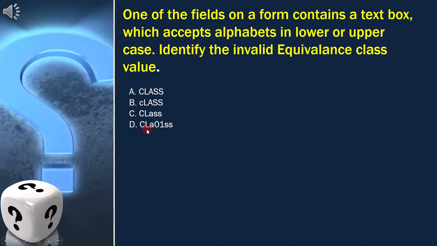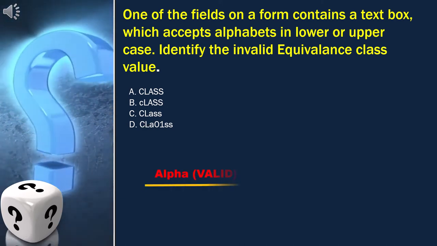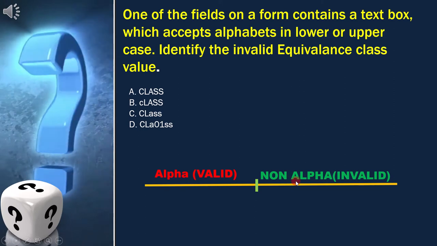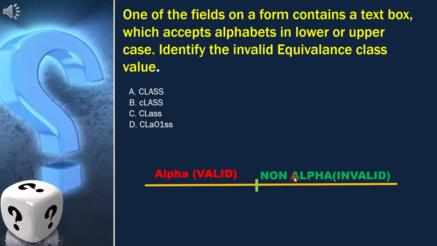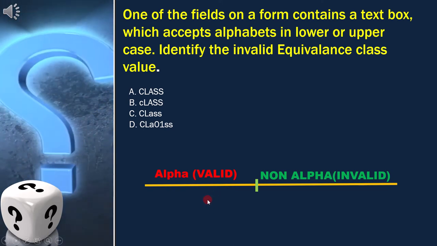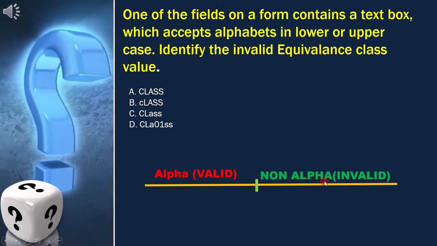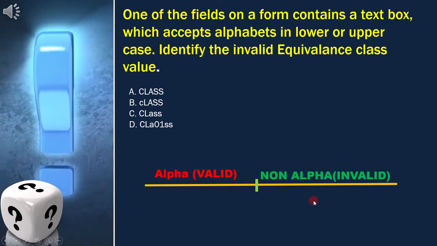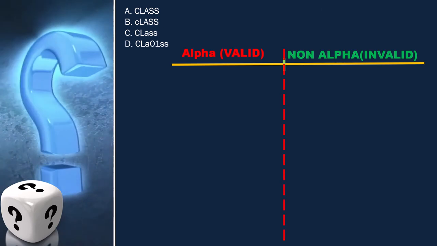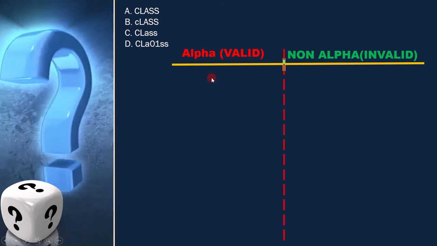Now let's first build the equivalence classes diagram. From the question, it's clear that we will have two classes, alphanumeric class and non-alphanumeric class. Alphanumeric class is valid, as here lower or uppercase of alphabets are accepted, and non-alphanumeric class where we can keep anything which is not alphabet. Now we will look into all the options to get the correct answer. Remember, we have to find the value for the invalid equivalence class.